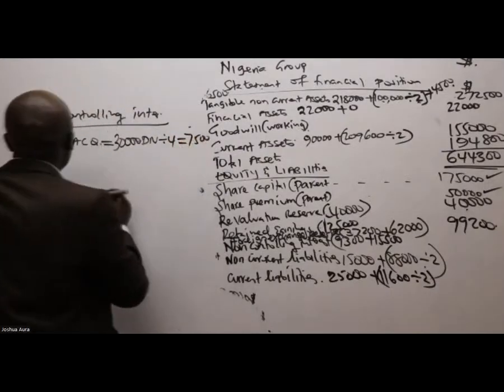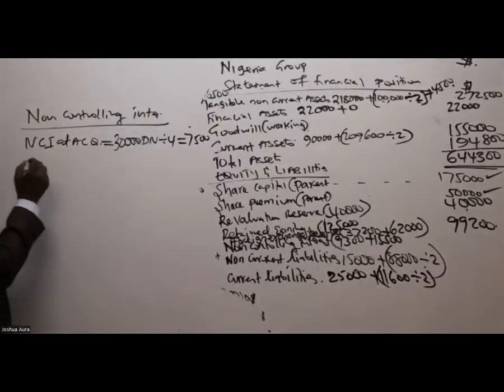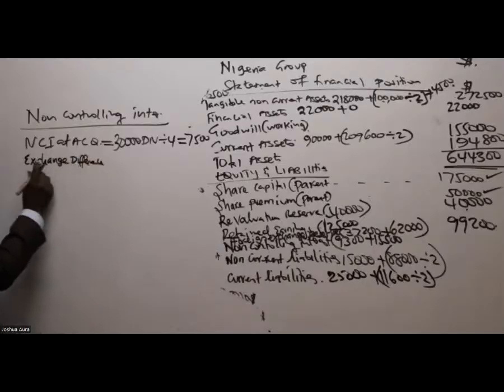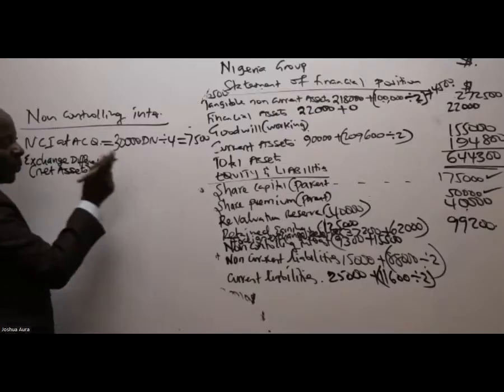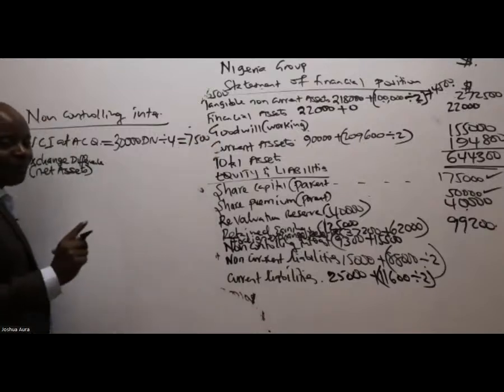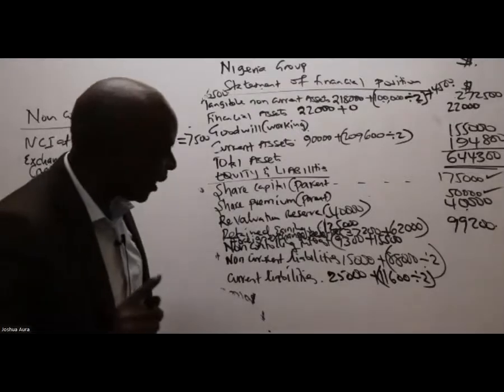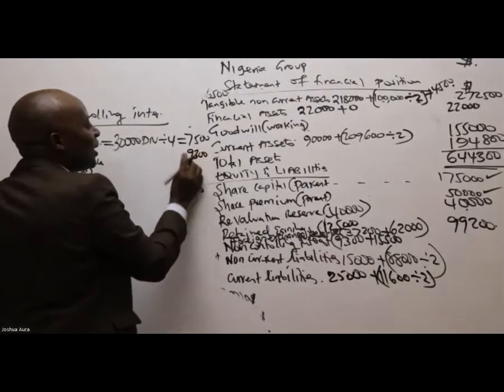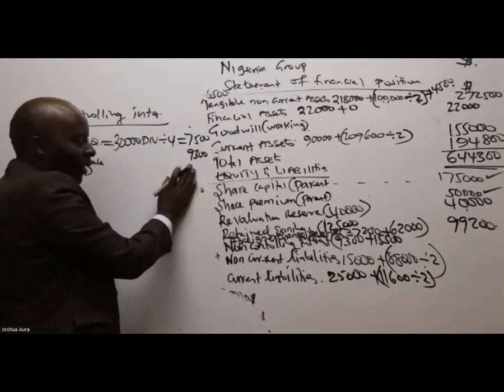Now in this case, we gave them something from the exchange difference as regards changes in net assets. When we had a group exchange difference, we apportioned it to the parent and NCI. We gave them 9,300, and remember this 9,300 is already translated. These are dollars now.